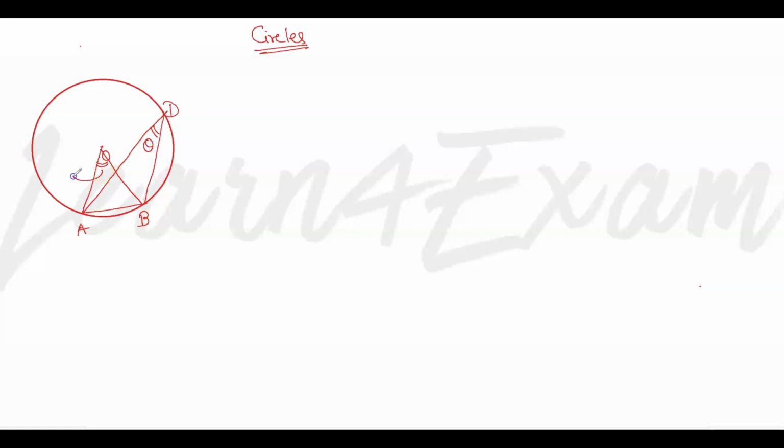Now for circles, we know a few formulas. If we have a circle with center O and a chord AB, the angle subtended by the chord at the center and the angle at any point D on the circumference are related: the angle at O is twice the angle at D. So if this is theta, this angle would be 2 theta. That is, the angle subtended by a chord at the circumference is half the angle subtended at the center.